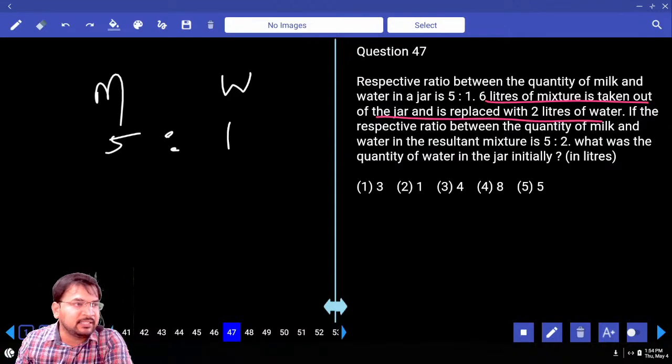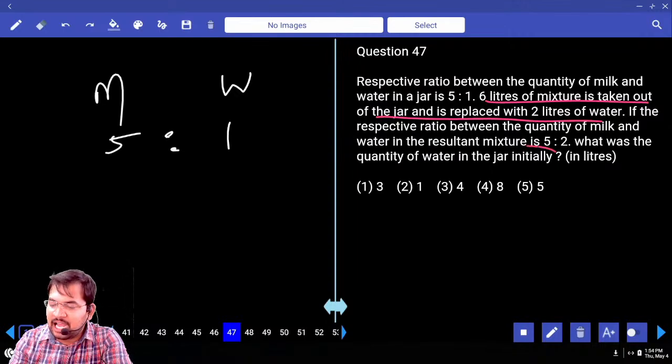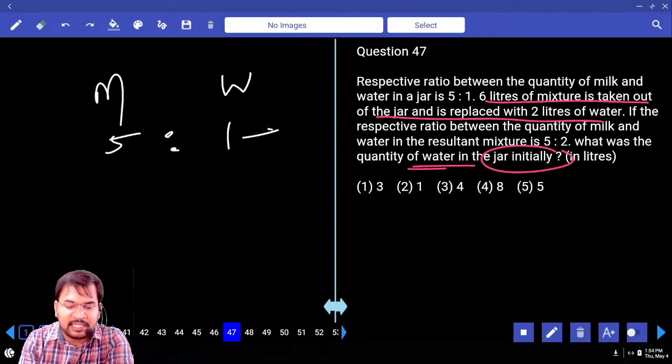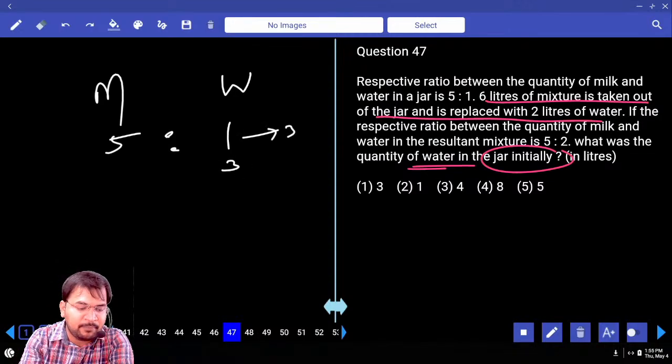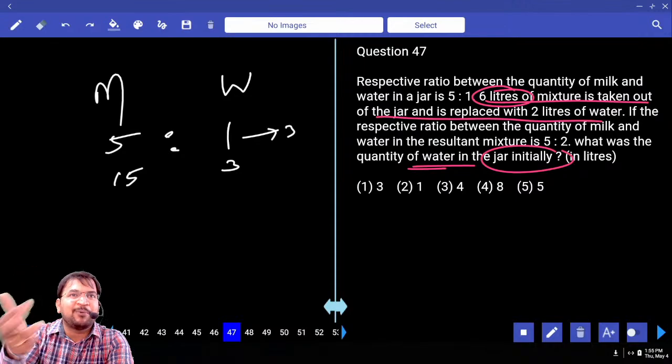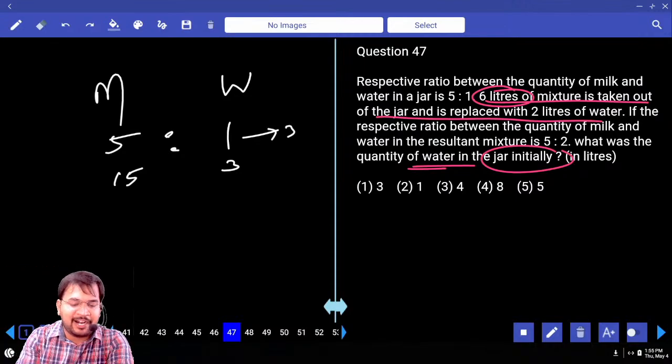Total 6 parts, na. They are asking how much water is there initially. Options are very small values, so we go through options, we can eliminate easily. If 1 part is 3, then water is 3 liters, milk is 15 liters. Total 18 liters, na. You are withdrawing 6 liters, which is 1/3 of total, na. 1/3 of 3 is 1. So 1 liter is eliminated.